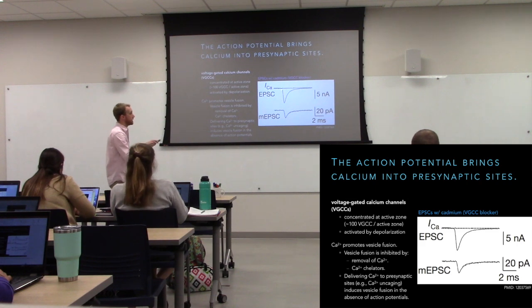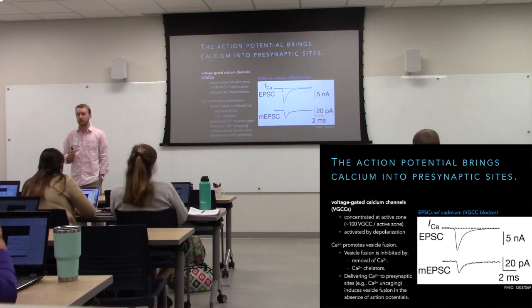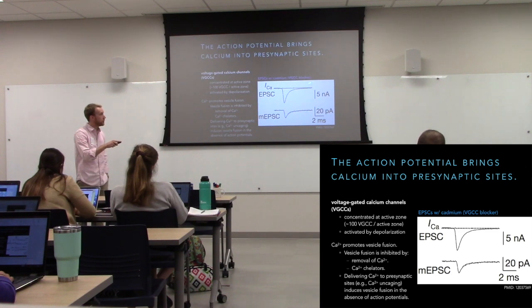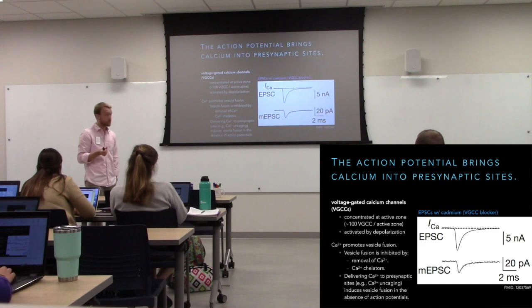This dotted line shows you the same stimulation in the presence of cadmium. Cadmium is going to stick into and block voltage-gated calcium channels. So we block calcium channels, stimulate our presynaptic neuron electrically, and we see no postsynaptic current. Nothing is going on in the next neuron because we don't have neurotransmitter release, because we didn't allow calcium influx.